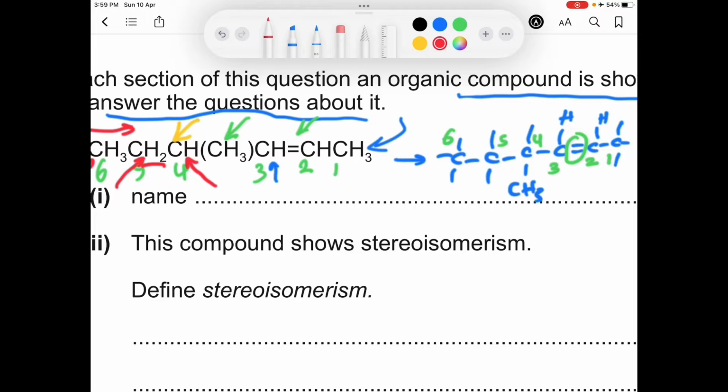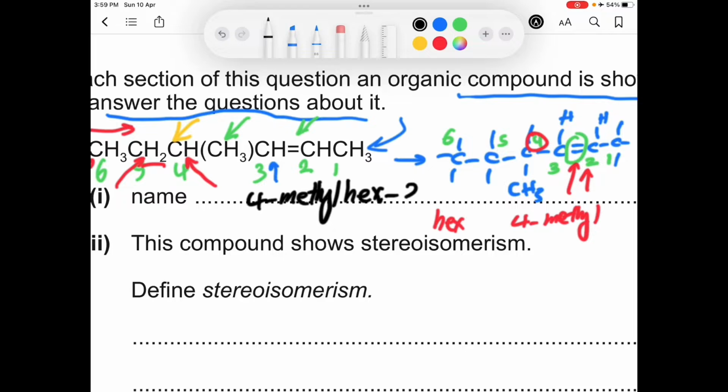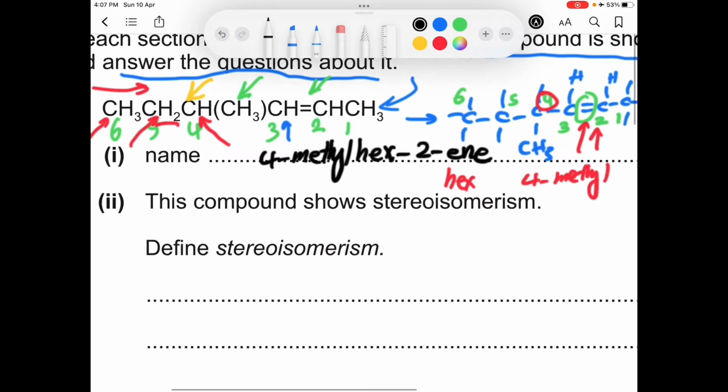Then we're supposed to have hex. And we notice that we have a branch on the 4th carbon, which is in 4. We can say 4-methyl. And we notice that this is hexene, and the position of the double bond is in the 2nd carbon. So your answer is 4-methyl. We don't make a space. Hex 2-ene. Okay, let's go to double I.